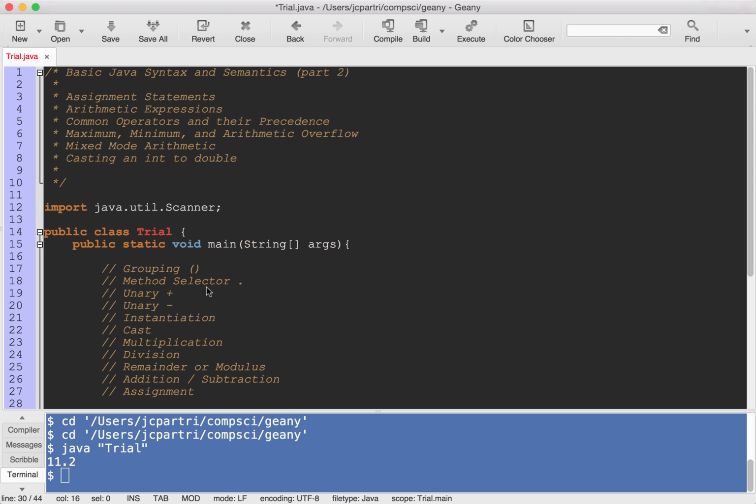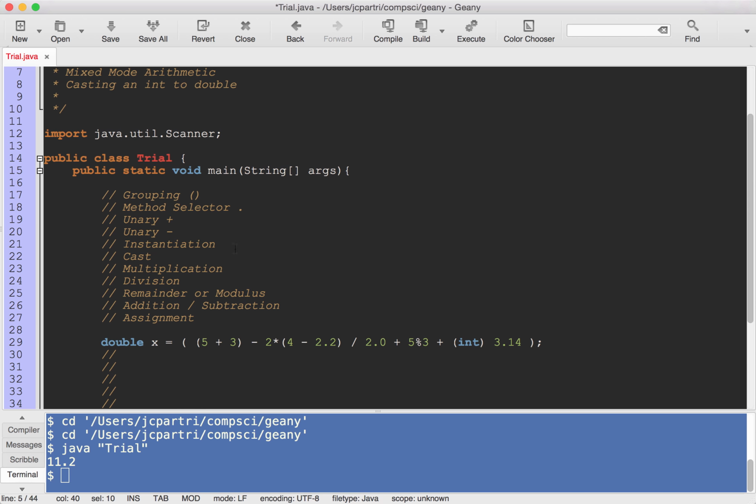Okay, let's look at common operators and their precedence. When I use the word precedence, I simply mean priority. Which operators have higher priority than others? So here's the list. The top, the thing that has the highest priority, is grouping. And so grouping involves parentheses. The next item on the list is the method selector, which is the dot.